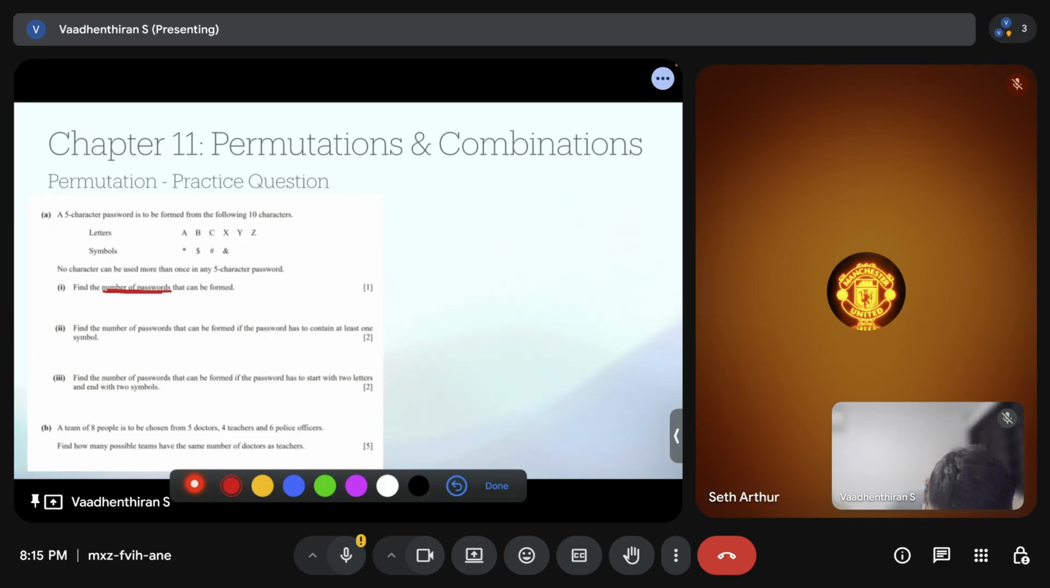Right. So could you tell me if we are going to use permutation here or combination? Even though I have written permutation, could you tell me why we use permutation in this question? Seth, either, you can unmute.